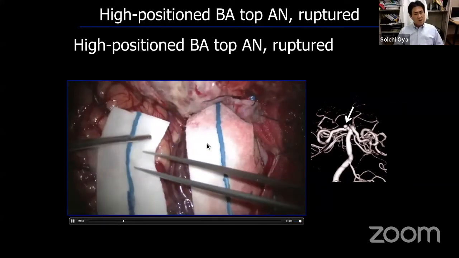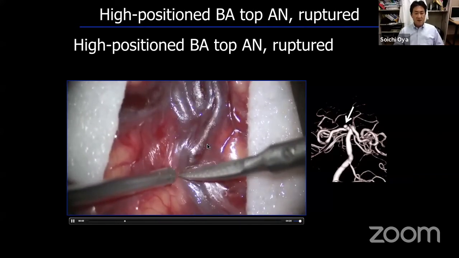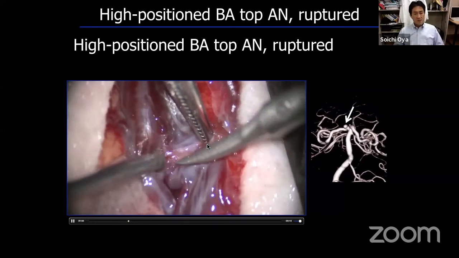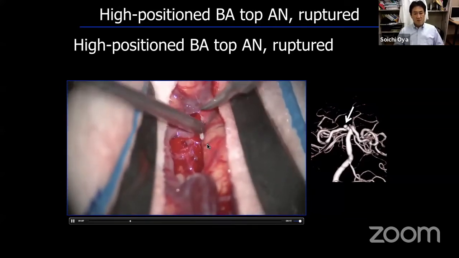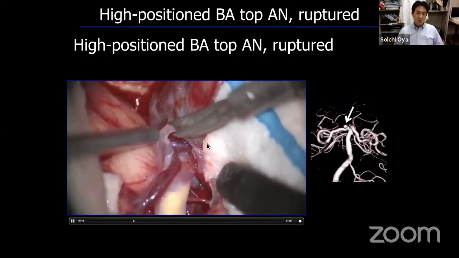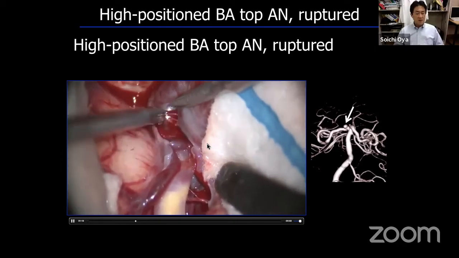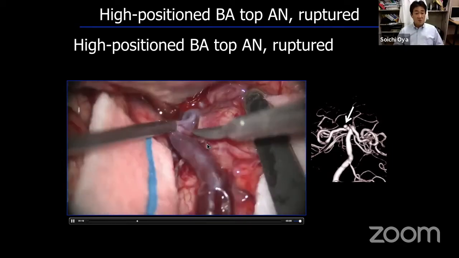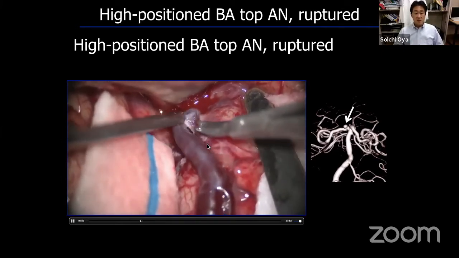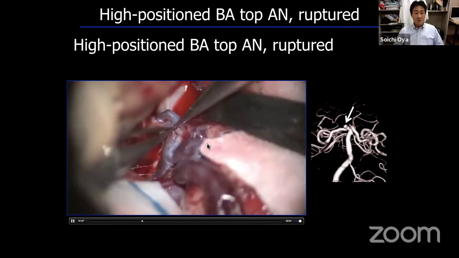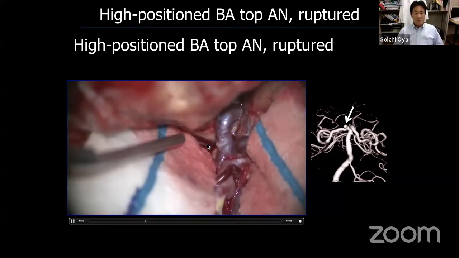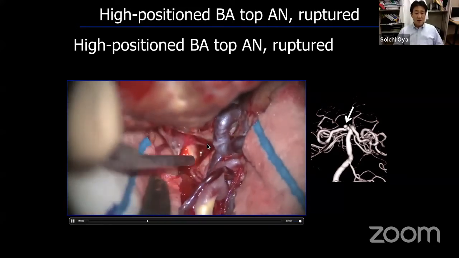I think having a radar view to the aneurysm is important to look up at the aneurysm. To fulfill this purpose, cutting the arachnoid covering the middle cerebral artery, superficial middle cerebral veins, or anterior temporal artery is critical. Now I'm cutting the thick arachnoid covering the cerebral veins. By cutting this thick arachnoid, I can get this view.